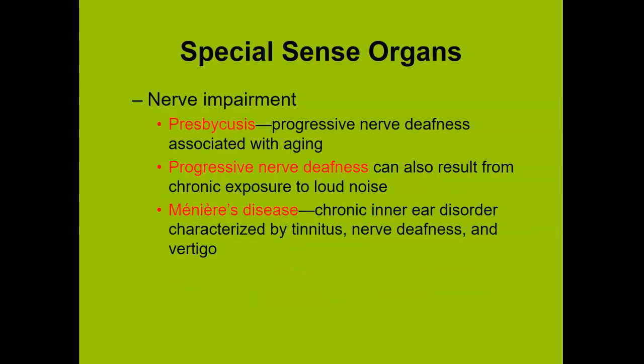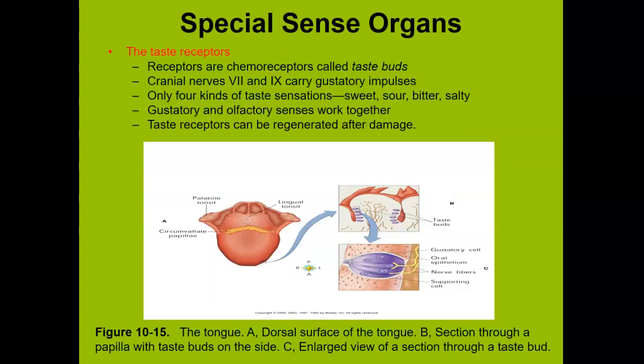Nerve impairments, presbycusis, progressive nerve deafness. This is just part of what happens as we get older. Progressive nerve deafness can also result from exposure to really loud sounds. So this happens a lot to drummers in rock bands, drummers and bass players. Those guys always end up with hearing deficits. Meniere's disease is a chronic disorder where individuals get tinnitus. They can also get a lot of vertigo as a consequence of Meniere's disease.